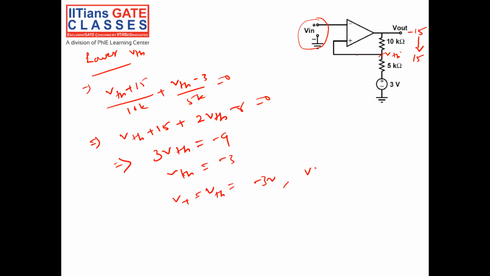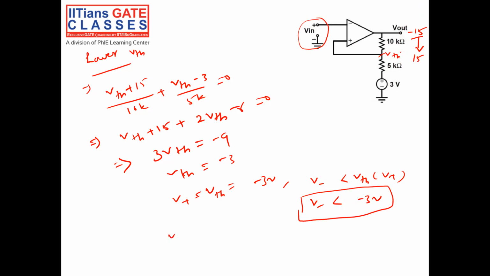So if I want to change my output from minus to plus, then my V negative should be less than VTH or V positive, right? Then only my output will change from minus 15 to plus 15. So V negative should be less than VTH, which here is minus 3 volt.